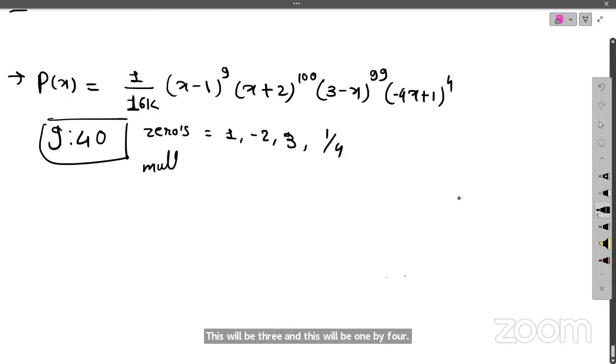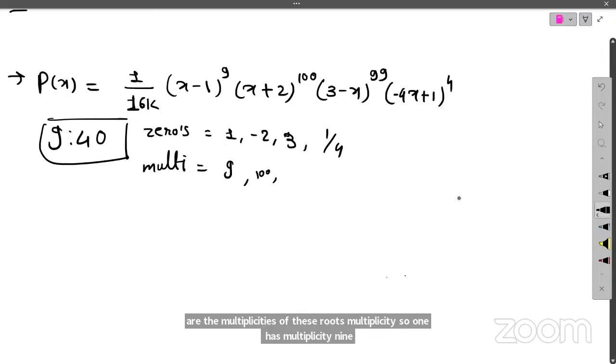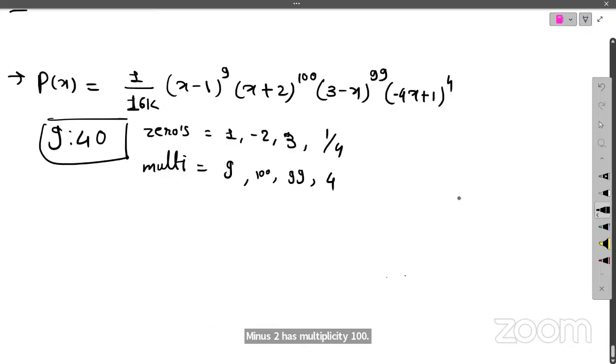Now what are the multiplicities of these roots? 1 has multiplicity 9. Minus 2 has multiplicity 100. 3 has multiplicity 99 and 1/4 has multiplicity 4. Correct.